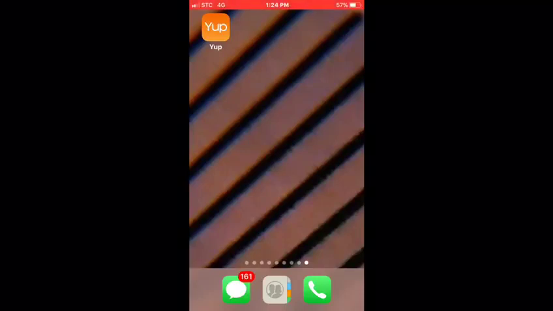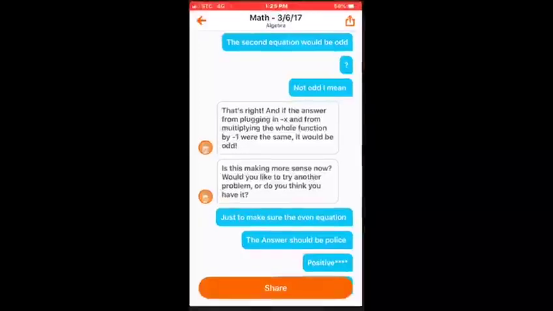The app application. So what is the app application? It's an app where students message with expert math, physics, and chemistry tutors online to learn and solve homework together. So how does this application work?